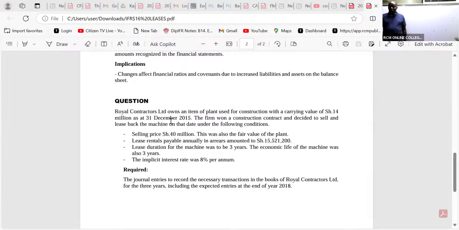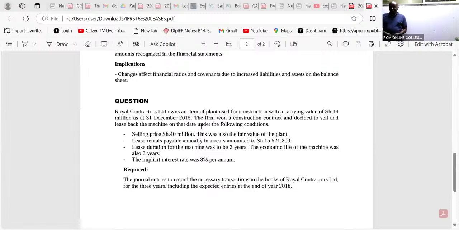Royal Contractors Limited owns an item of land used for construction with a carrying value of 14 million as at 31st December 2015. The firm won a construction contract and decided to sell and lease back the machine on that date under the following conditions. The selling price is 40 million. This was also the fair value of the plant.